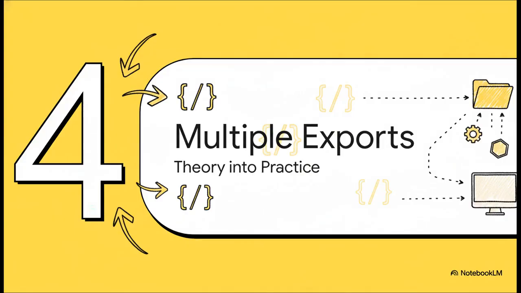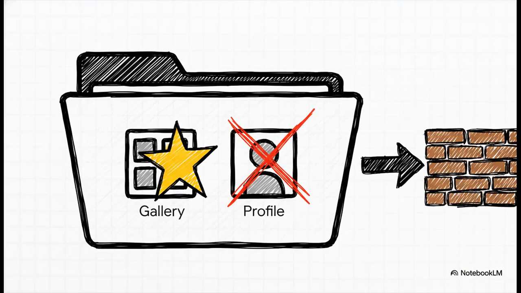All right, theory's great, but let's see this in action. What does it look like when we actually want to export more than one component from the very same file? Okay, so picture this. We've moved our gallery component out, it's got its own gallery.js file, and we've made it the default export. Awesome. But wait, the profile component is still stuck in that same file, and now we need to use it somewhere else. Houston, we have a problem, right?